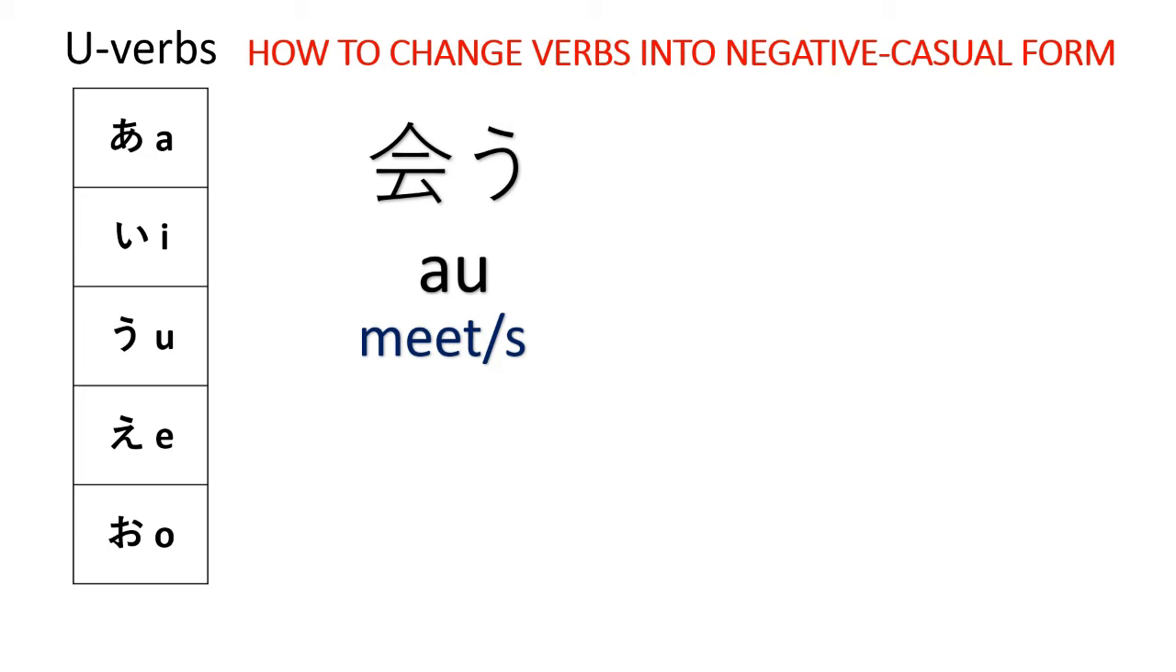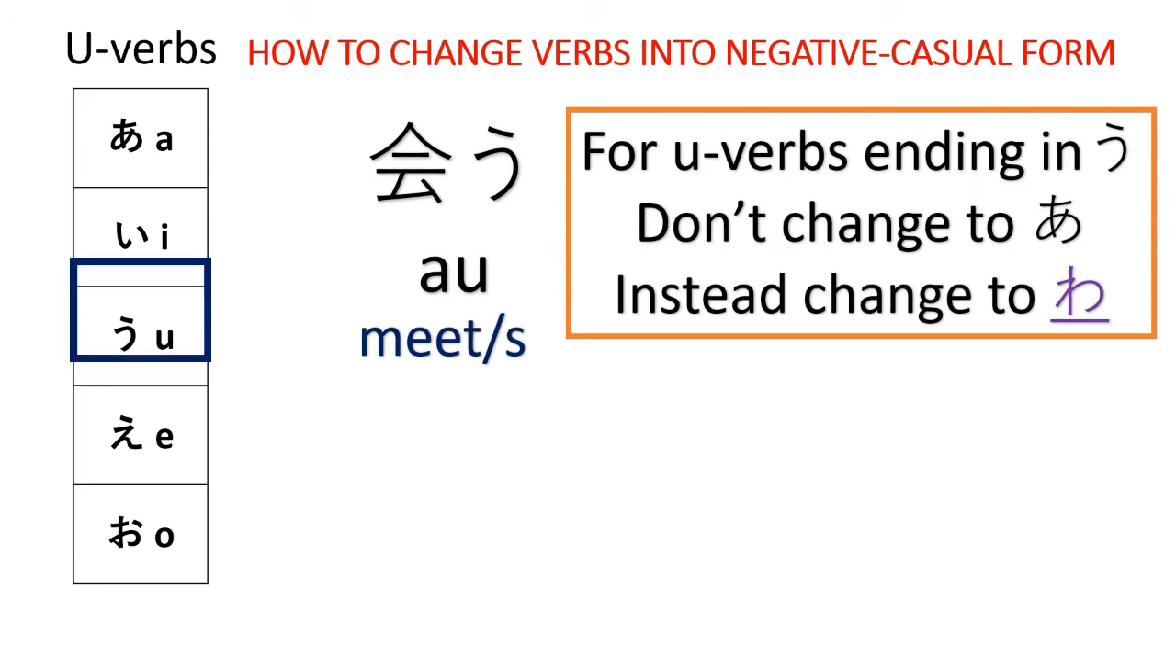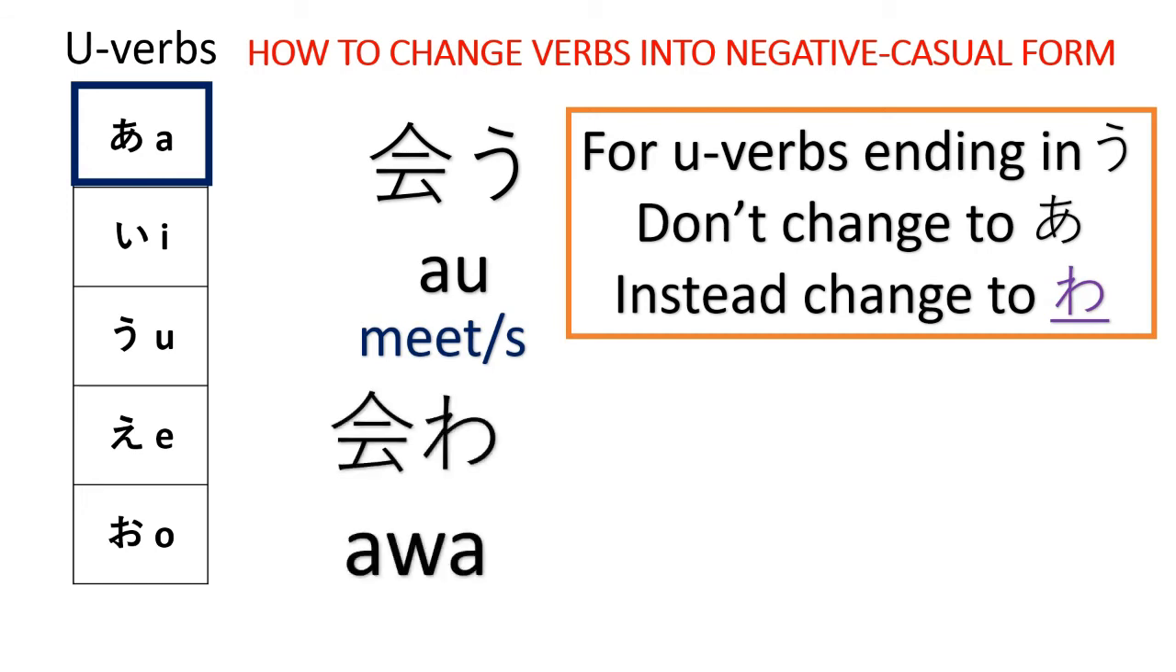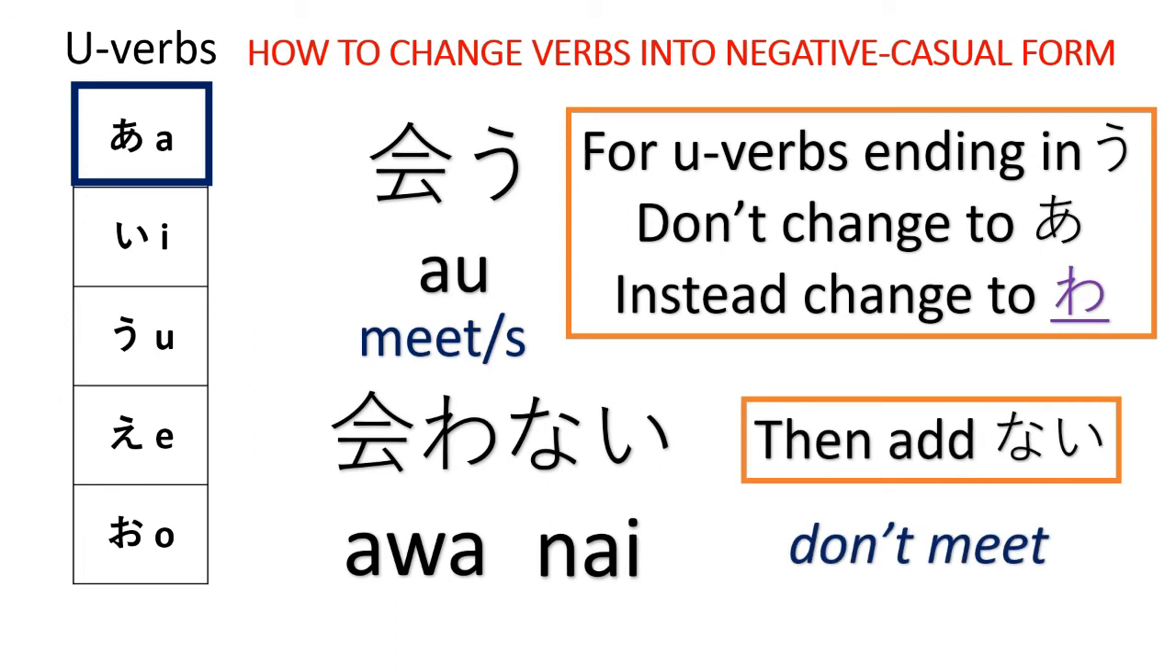What about this one? Au. There is a different rule if the ending for u verbs is a vowel u. In this case, we do not change the u into a as in the other cases of u verbs. Instead, we change u into wa. So what happens is awa, awanai. Don't meet, or don't see a person, awanai. Okay?